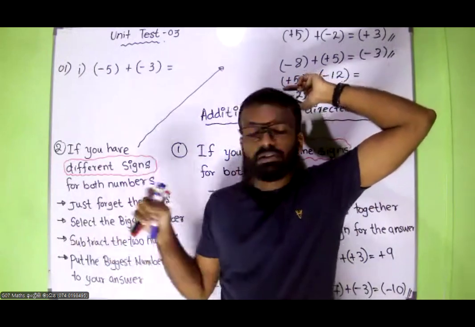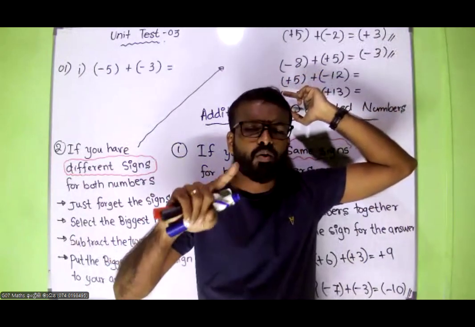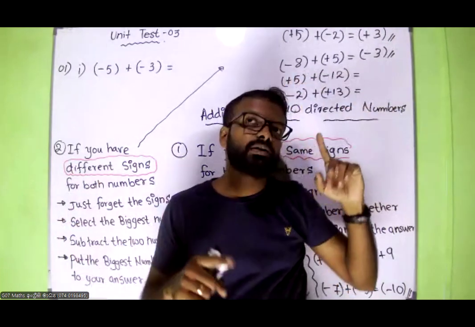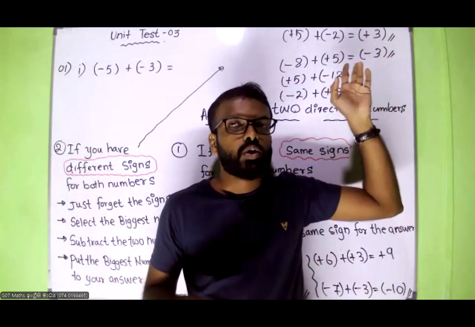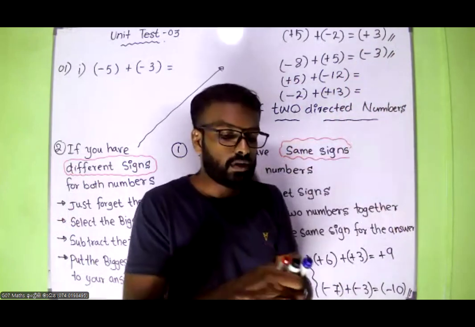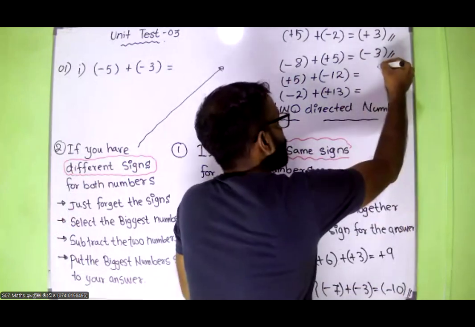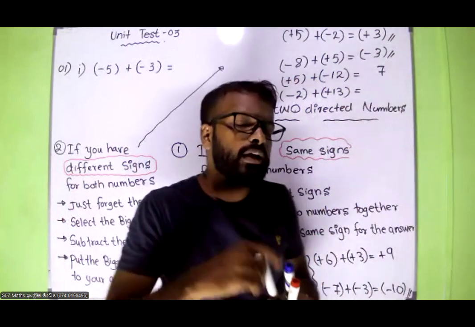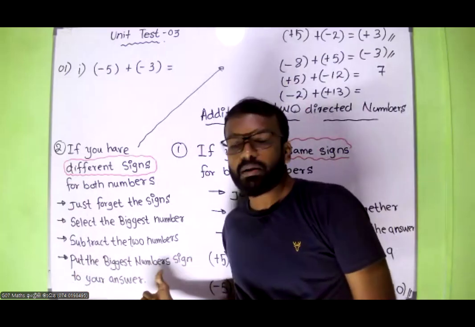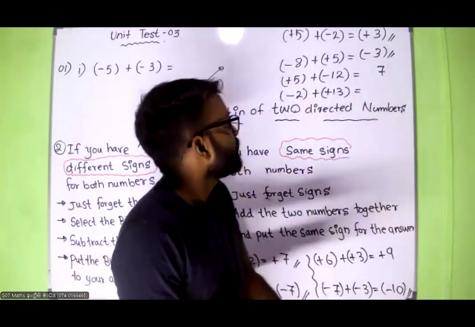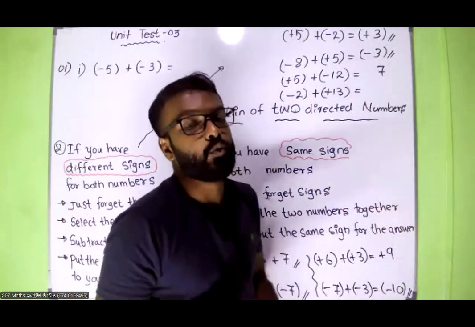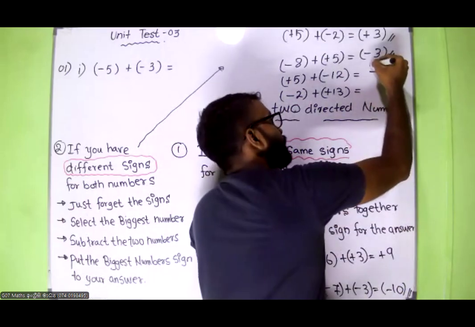Different signs. Just forget the signs. Now, I have 5 and 12. Then, select the biggest number. What is the biggest number between 5 and 12? 12. Then get the subtraction. 12 minus 5, 7. Then, how do I decide the sign of the answer? Put the biggest number's sign on your answer. What is the biggest number? 12. What is the sign of the biggest number? Negative. So this should be negative 7.